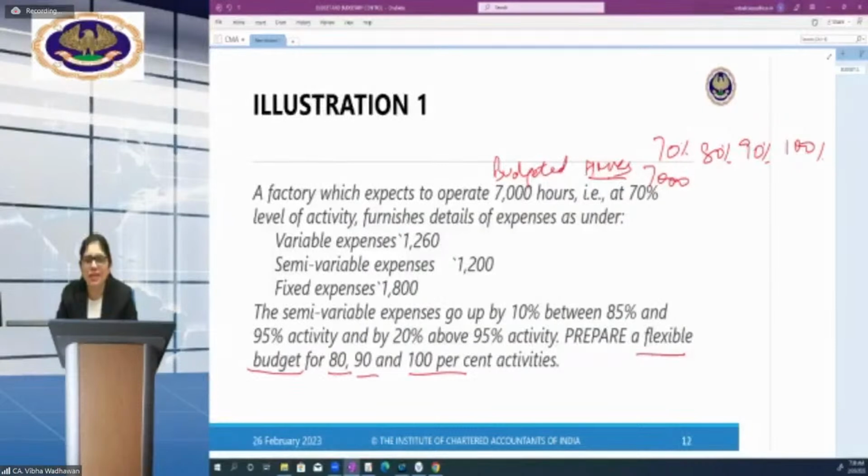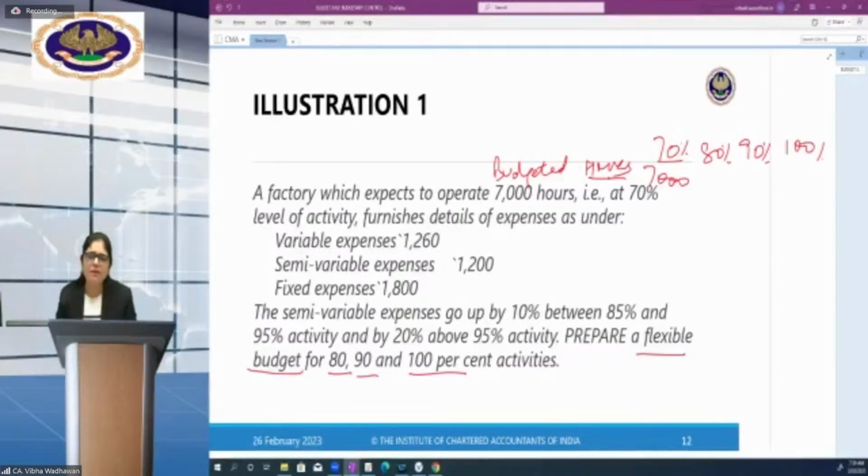Flexible budget will change as per the capacity of the organization. So if the capacity is 70%, this is the budgeted hours. If the capacity is 80%, the budget is going to change for 80%. So 80%, 90%, and 100%. Flexible budget will give you flexibility at different levels of activity, at different levels of production. So if the production capacity is 70% or 80% or 90% or 100%, flexible budget will give you the estimate for every level of activity. That is the importance and significance of flexible budget.